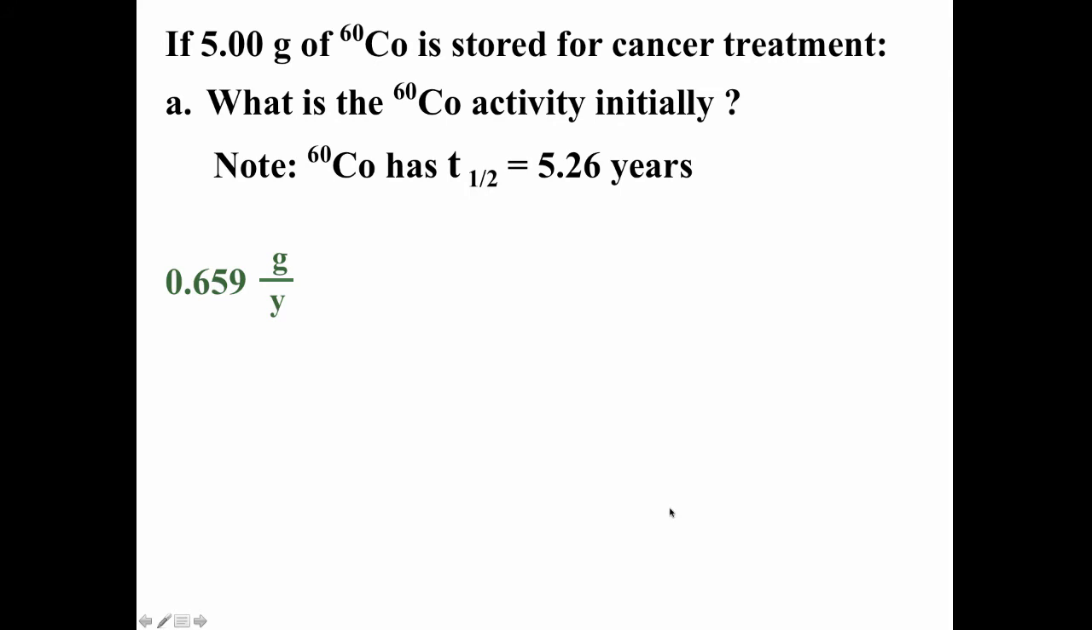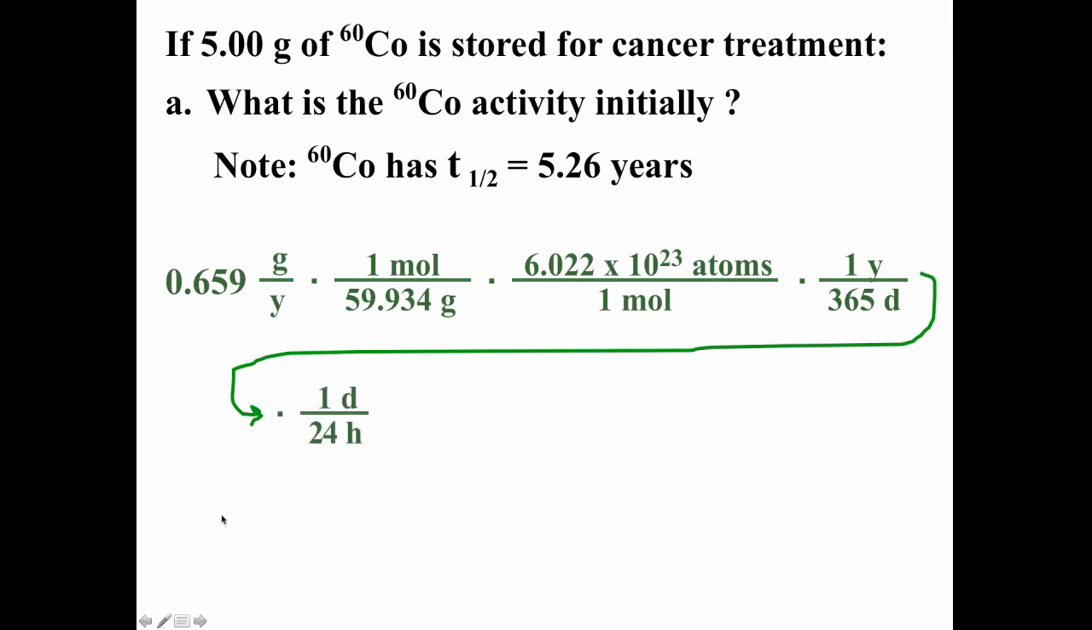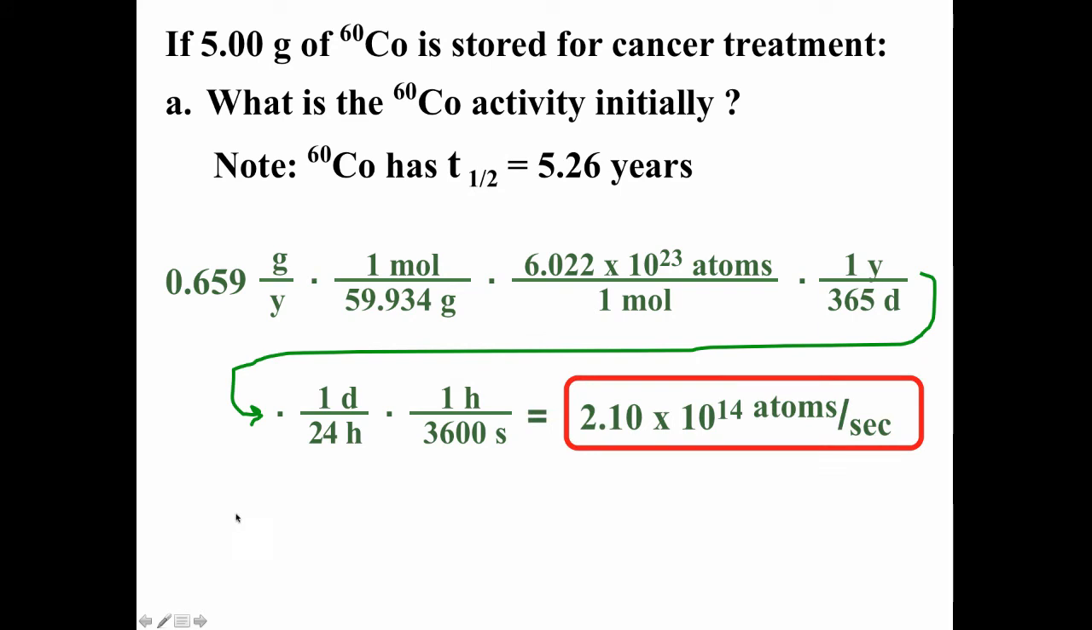Now, just as a note, there are other units we can use for activity. So let's try calculating again, but now convert from grams per year into something like decays per second. So we convert from grams of cobalt-60 to moles of cobalt-60, then from moles of cobalt-60 to atoms, and then from years to days, and from days to hours, and from hours to seconds, and that gives us about 2.1 times 10 to the 14th atoms per second that are decaying.